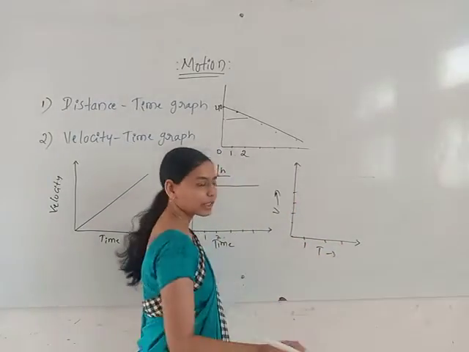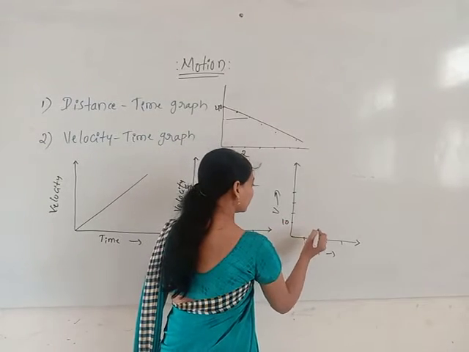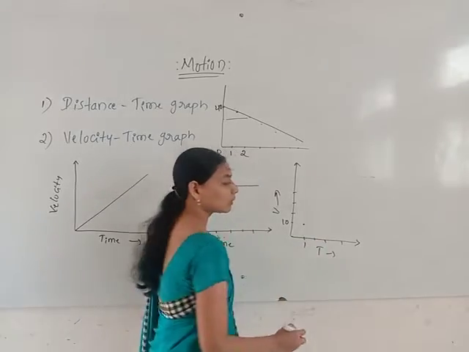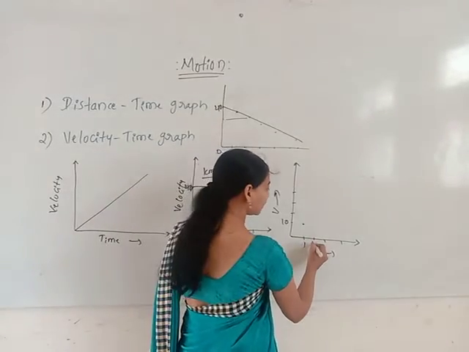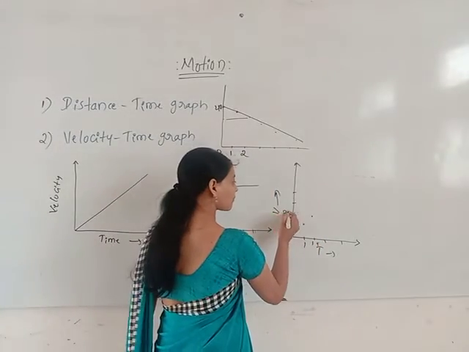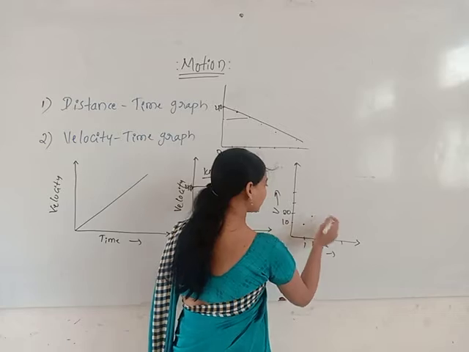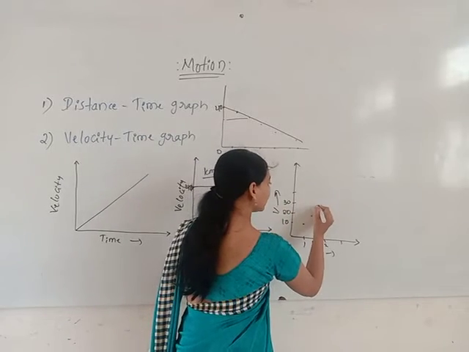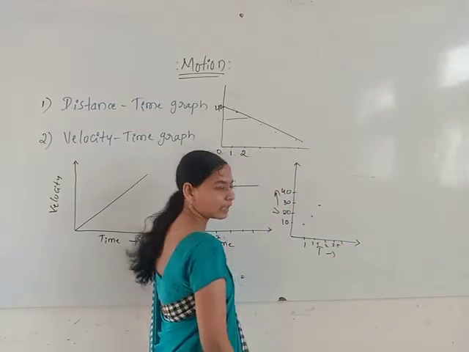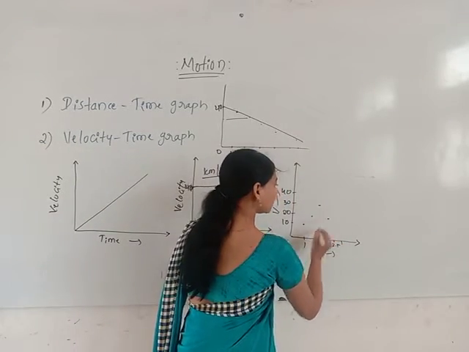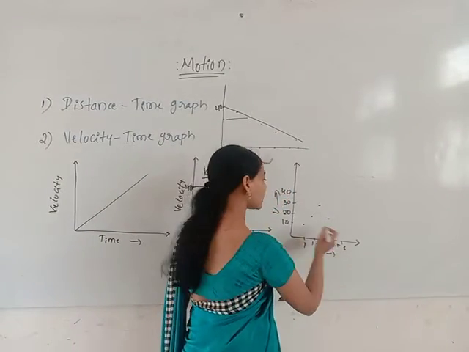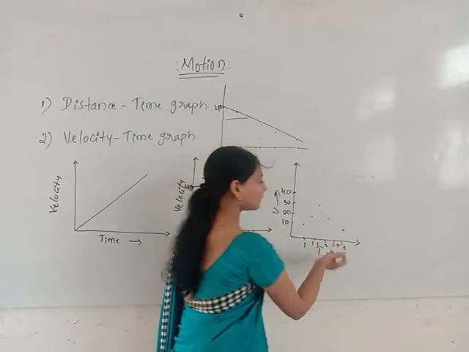For the first 1 hour, your car is at 10 km per hour. Next, after 1.5 hours, it is at 20 km per hour. Next, after 2 hours, it is at 30 km per hour. But suddenly, after 2.5 hours, it decreases to 20 km per hour. And next, after 3 hours, it comes to 10 km per hour.